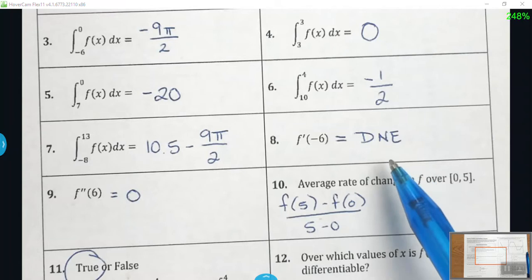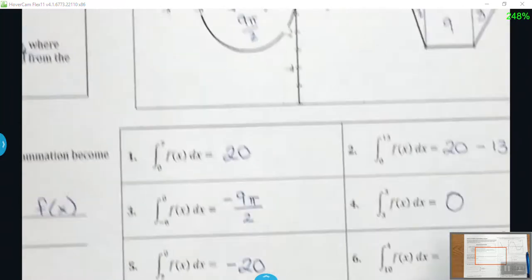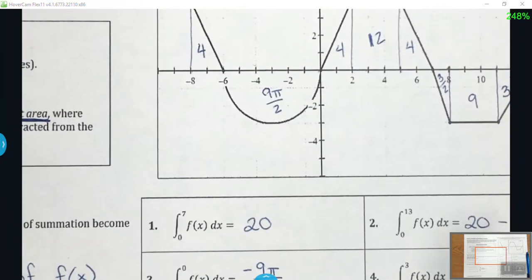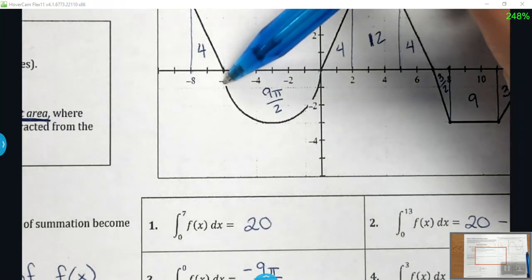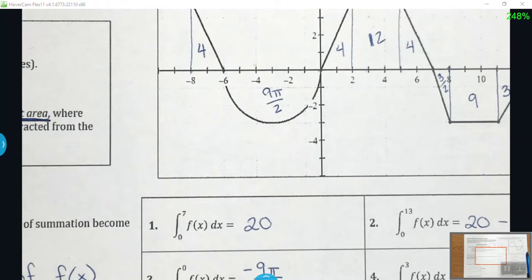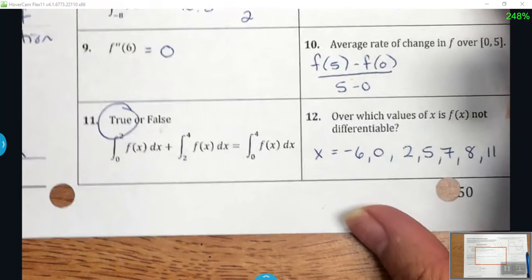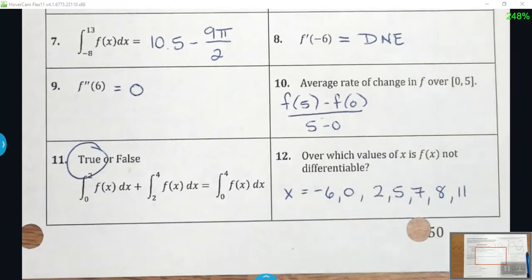Okay, are we okay with 8? Do we know why? No, it's continuous. You can say sharp corner or cusp, or like here at the semicircle, there's a vertical tangent line. I call it a pointy boy. As long as you spell boy B-O-I. Yeah, then it's okay.